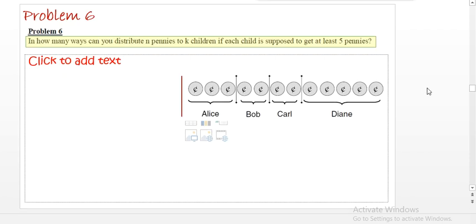So let's go with problem number 6. In how many ways can you distribute n pennies to k children if each child is supposed to get at least 5 coins, 5 pennies?